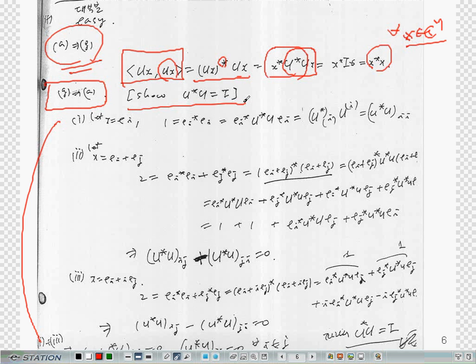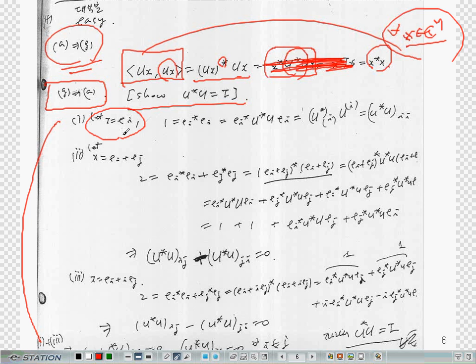Okay. With the given condition, this condition holds without this in the middle. So we suppose we have this, and we want to show that U*U is equal to identity. Since this works for all x, we can choose x as some e_i, or e_i plus e_j, and e_i plus i times e_j. Okay? This is a very standard technique.